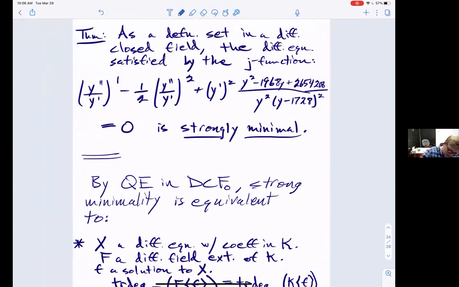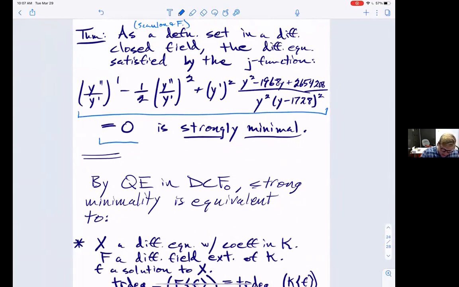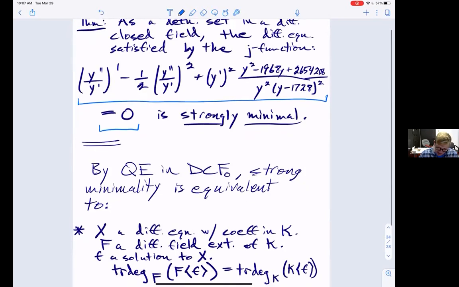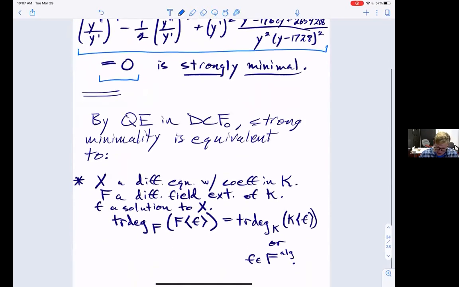due to, well, myself and Tom Scanlon, and it turns out that the J function satisfies this differential equation. And it turns out that differential equation is strongly minimal. Now, let me just explain to you what, in down-to-earth terms, strong minimality of that equation means. Okay, because I don't have time to define it.